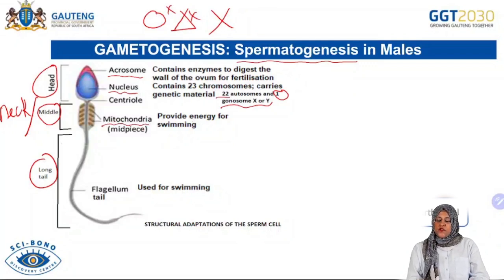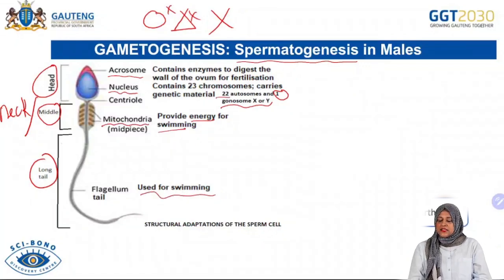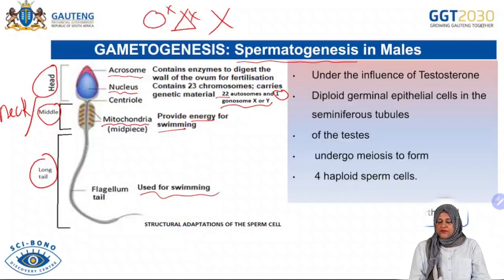Now, the process of spermatogenesis is exactly as it is in your exam guidelines. Under the influence of testosterone, diploid germinal epithelial cells in the seminiferous tubules of the testes undergo meiosis to form 4 haploid sperm cells. So make sure you learn and understand this.